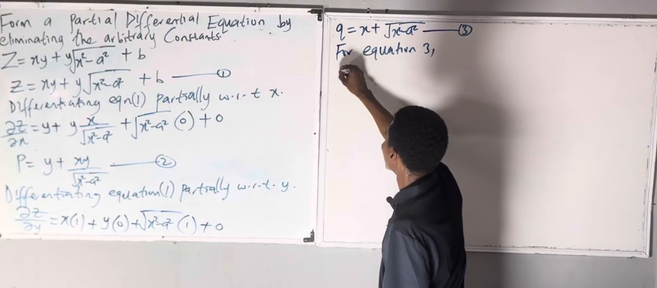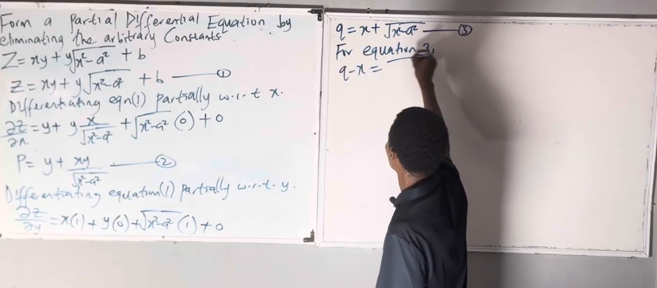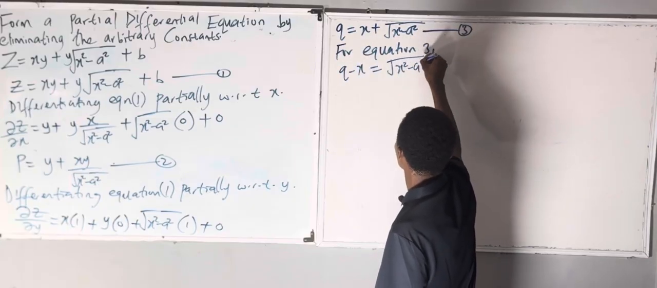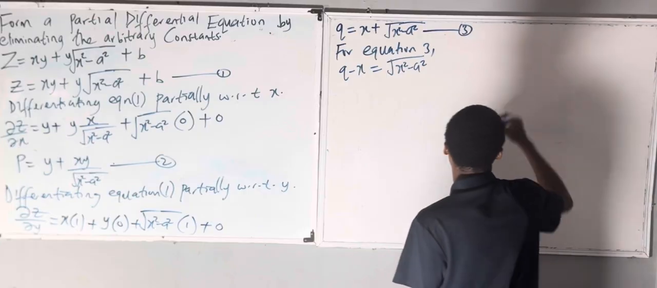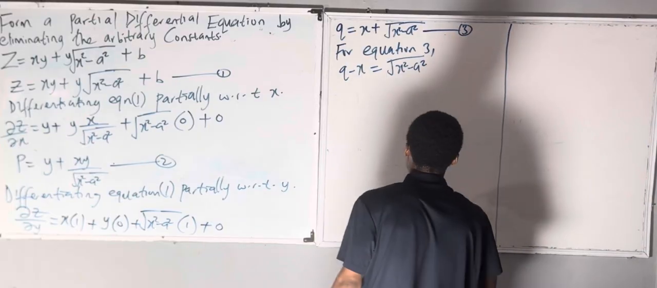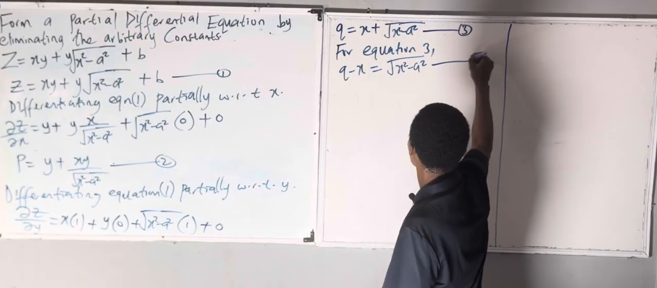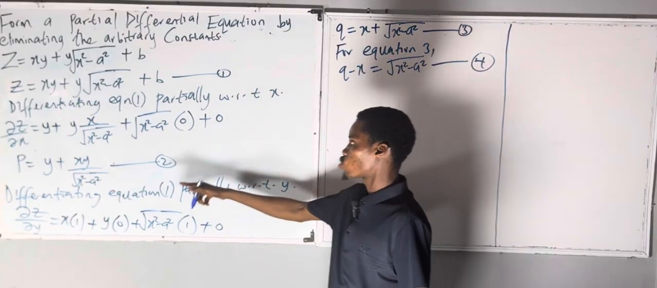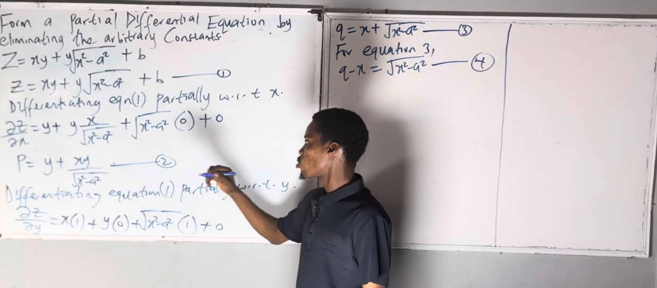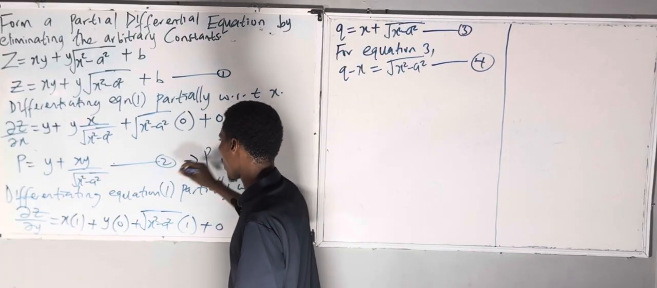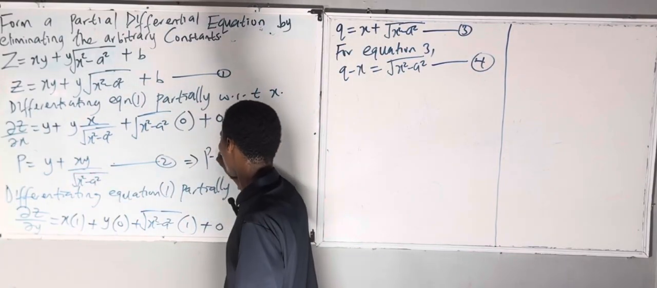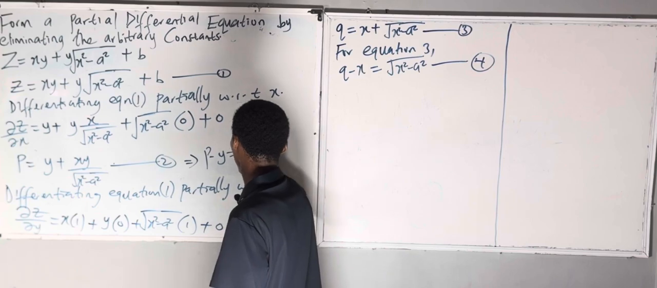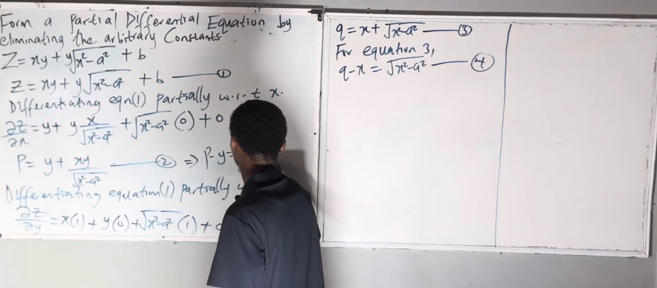So I'm going to have q minus x is equal to root x square minus a square. What am I going to have next? I can label this equation 4. So in equation 2, I can write p minus y. I can take y to here. I'm going to have p minus y is equal to xy all over root x square minus a square.